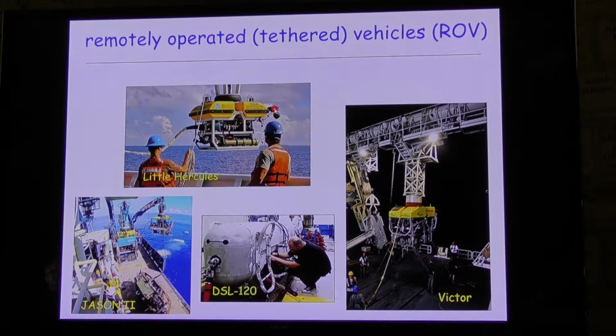They characteristically, but not always, have, it's difficult to see here, but they have like a little basket in front to put samples in. They have all kinds of devices for measuring temperature, salinity, particle content. They can photograph, and they can also do near bottom bathymetry, so we can get at the topography of the seafloor.